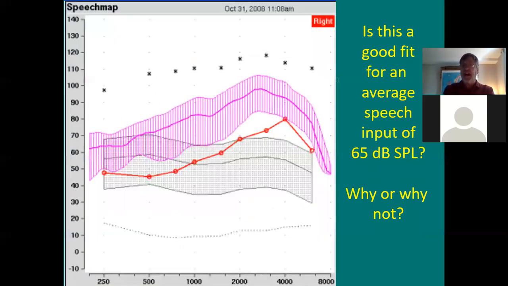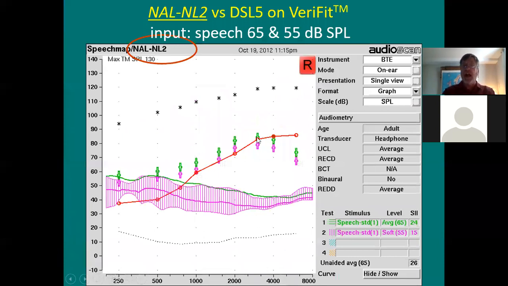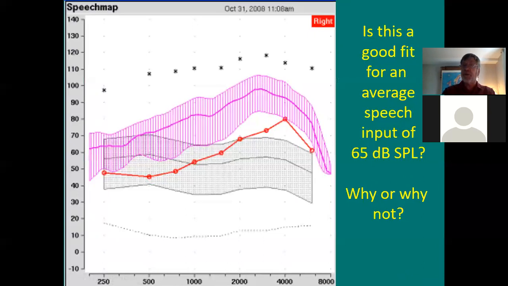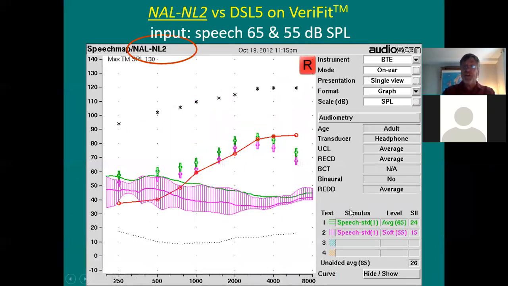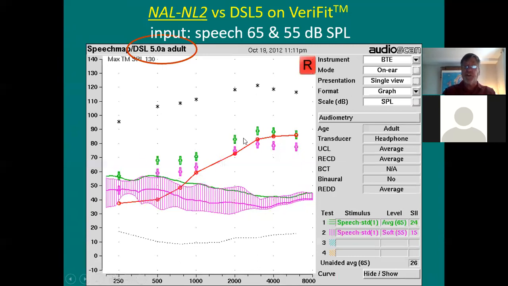Look at this. Is this a good fit for an average speech input of 65 dB SPL? Why or why not? Ask yourselves the question here. The pink is unaided speech, long-term average speech spectrum, unaided, aided. Is there anything wrong with this? Is it for an average speech input? There is. It's too much. This is sitting halfway in the listener's dynamic range. Look where the targets are for NAL-2 for average, the green, and DSL-5 for the green. You can see how this is way too much for an average speech input of 65. For DSL-5, the green is for 65 dB SPL inputs.